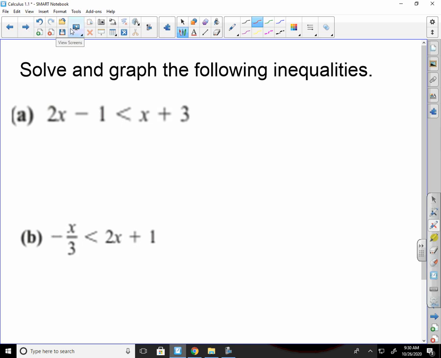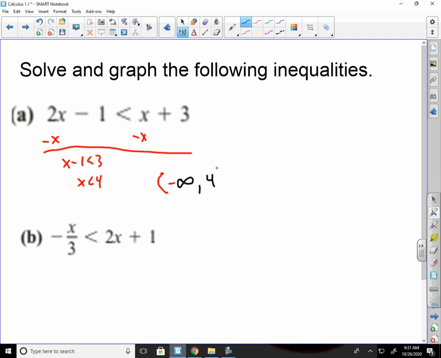All right, solve and graph the following inequalities. We've done this before, Algebra 1, Algebra 2, pre-calc, lots of times. So let's go ahead and solve this. We'll subtract the x over. First, it gives us x minus 1 is less than 3. Add the 1 over, x is less than 4. If I want to put this in interval notation, then this is going to be from negative infinity up to 4, and it's a parenthesis because this is just a less than.